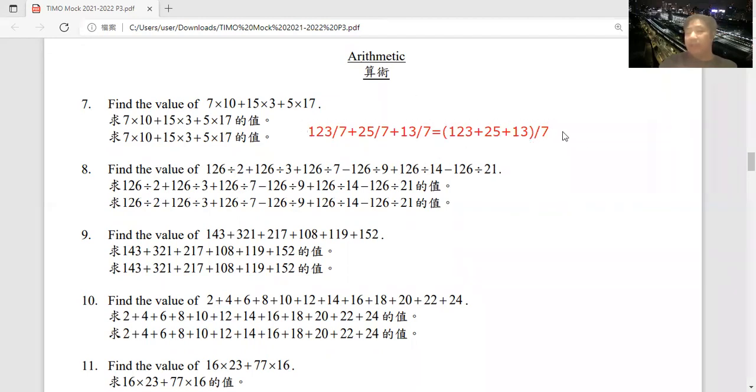This is correct. But please bear in mind that this is not 126 divided by bracket 2 plus 3 plus 7 minus 9 plus 14 plus 21. Don't do that. Don't do this one. This is absolutely wrong. Okay. If you do this, go back to primary 2. Don't do this.